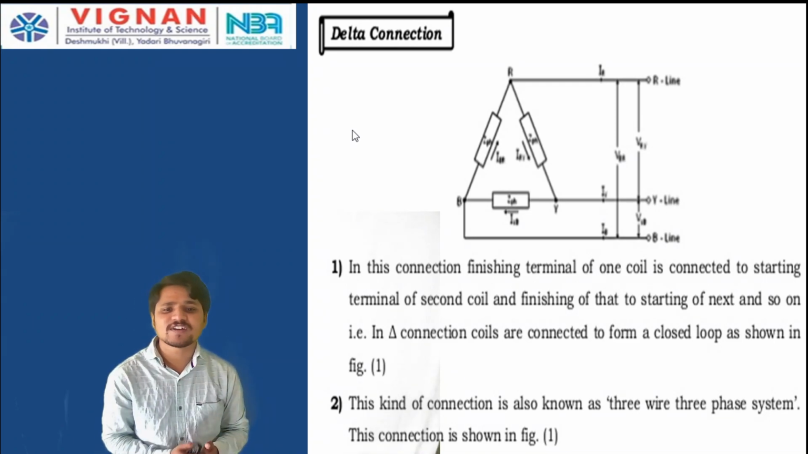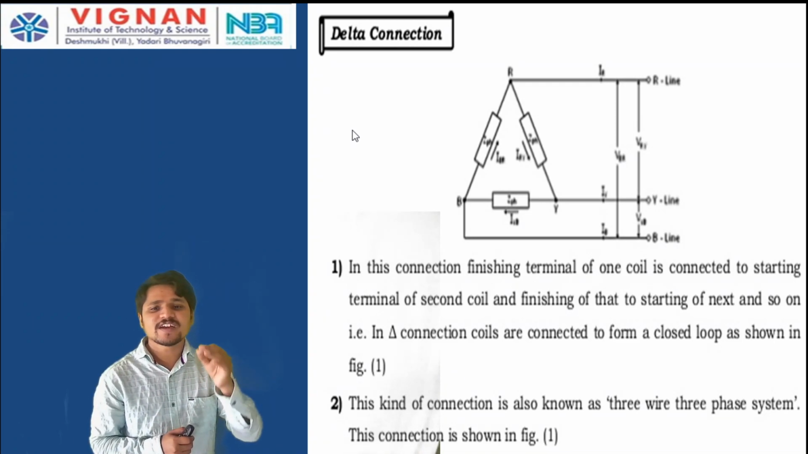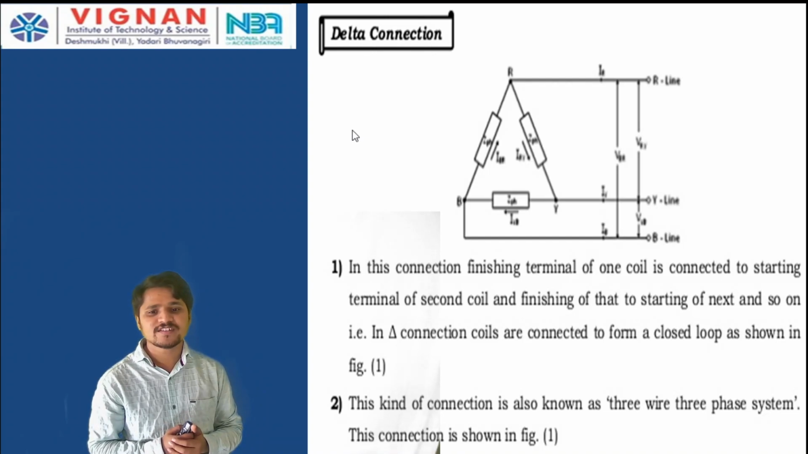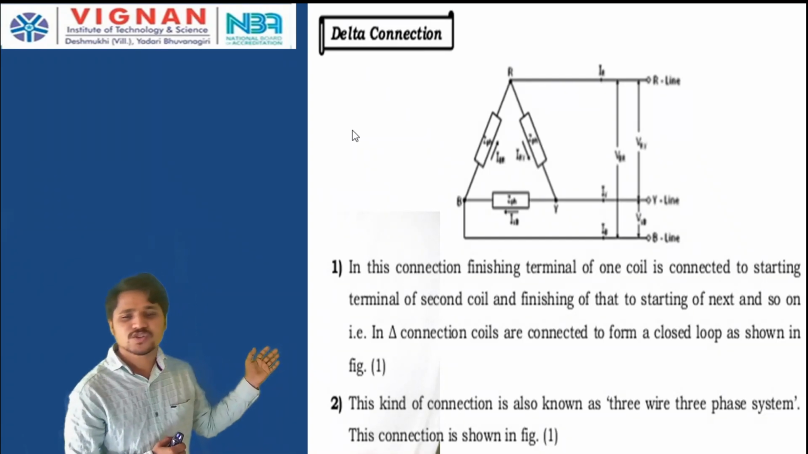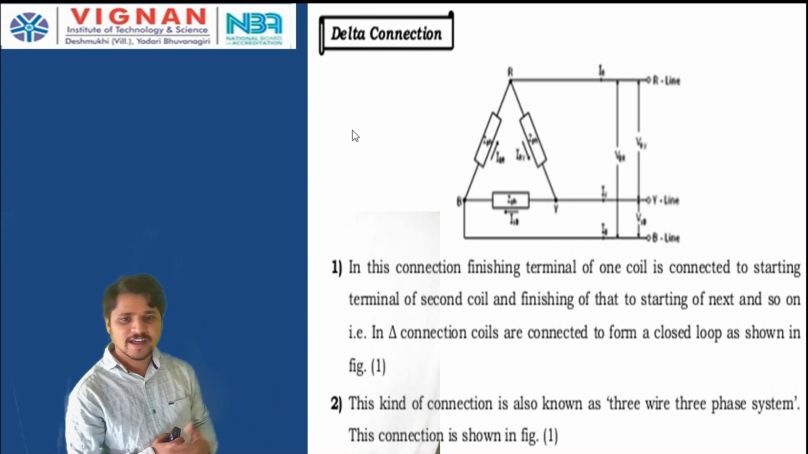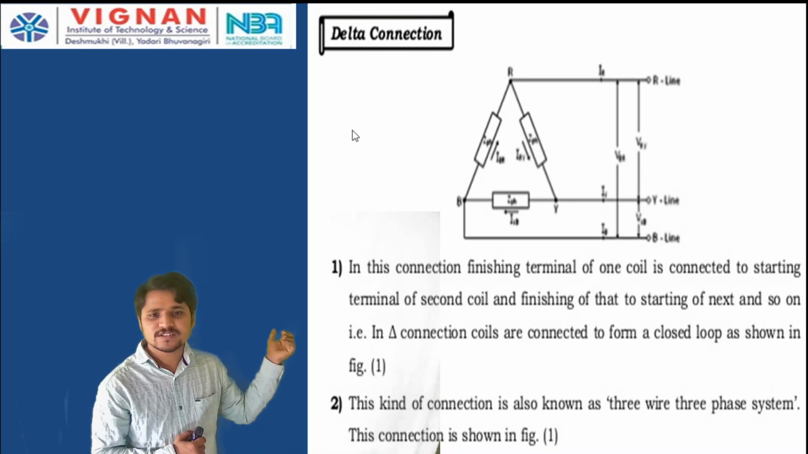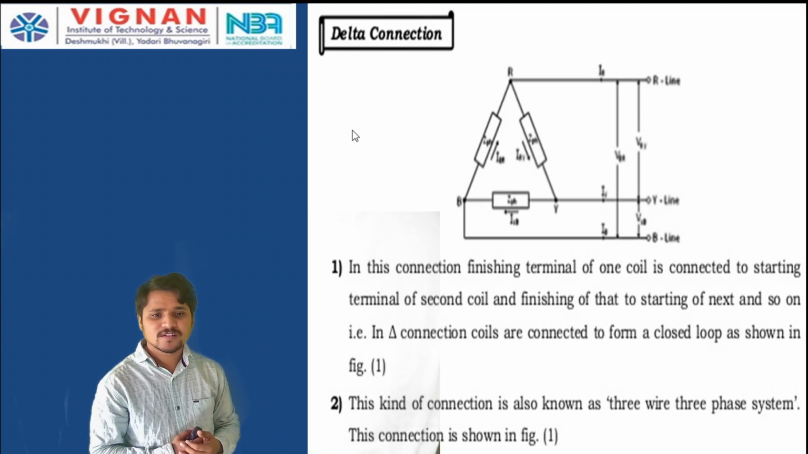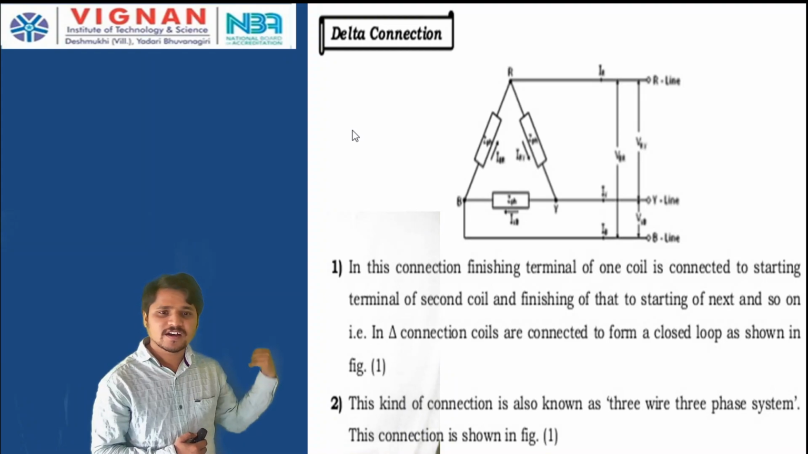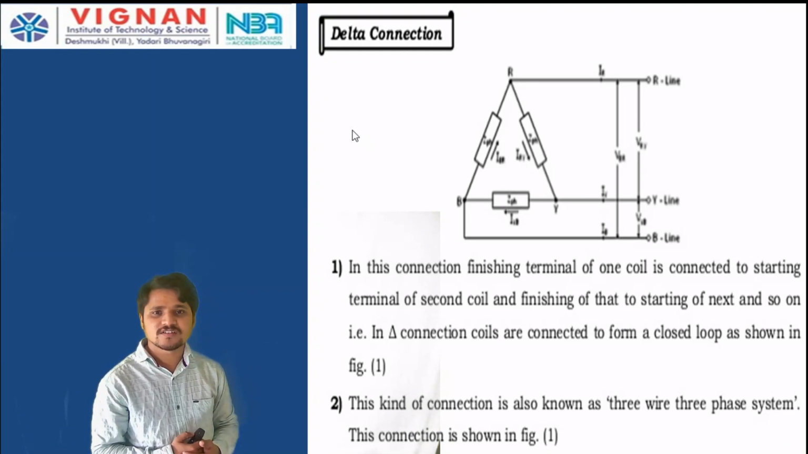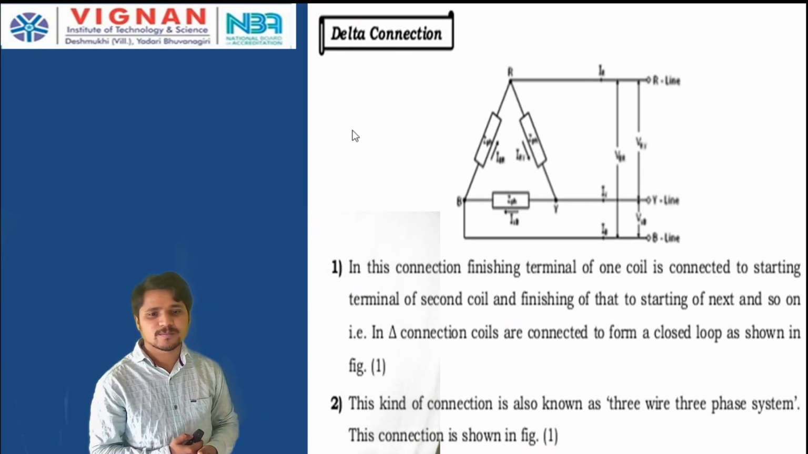Okay, so this kind of connection is known as a three-phase three-wire system, because there is no common point available here, like the neutral point we just discussed. So an extra wire is not possible here. Therefore, this is called a three-phase three-wire system. The earlier one, the star connection, is called a three-phase four-wire system.